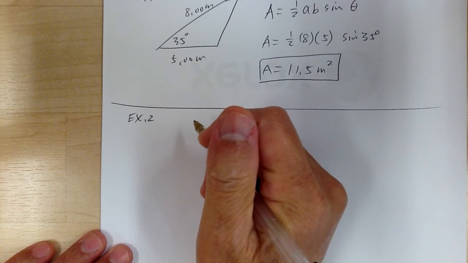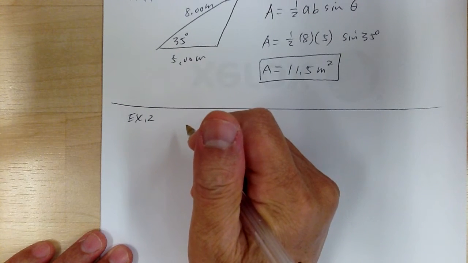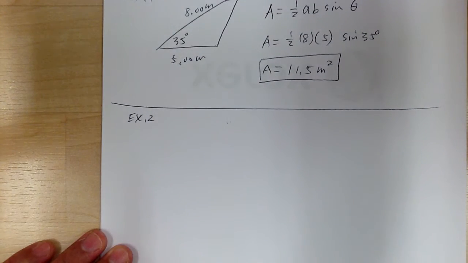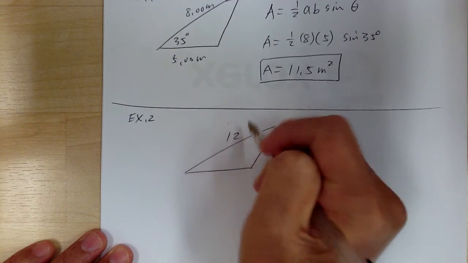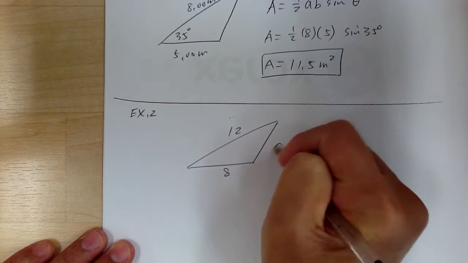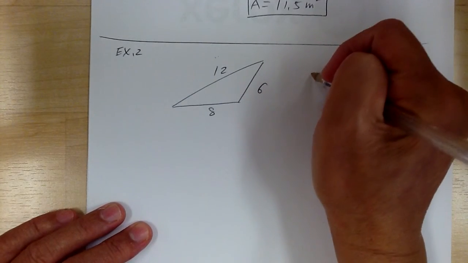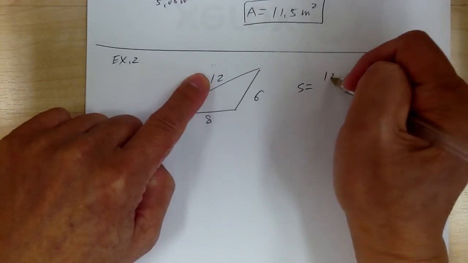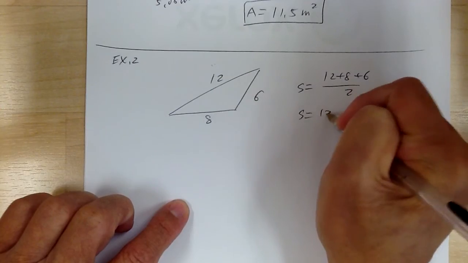Example 2 says find the area of a triangle with side A equal to 12, B equal to 8, C equal to 6. And again, if you don't know exactly what it looks like, it doesn't matter. Just draw a triangle. So this is 12, 8, and 6. This is all 3 sides given. So first, let's look for S. S is half of the perimeter, so it's 12 plus 8 plus 6 divided by 2. So S equals 13.